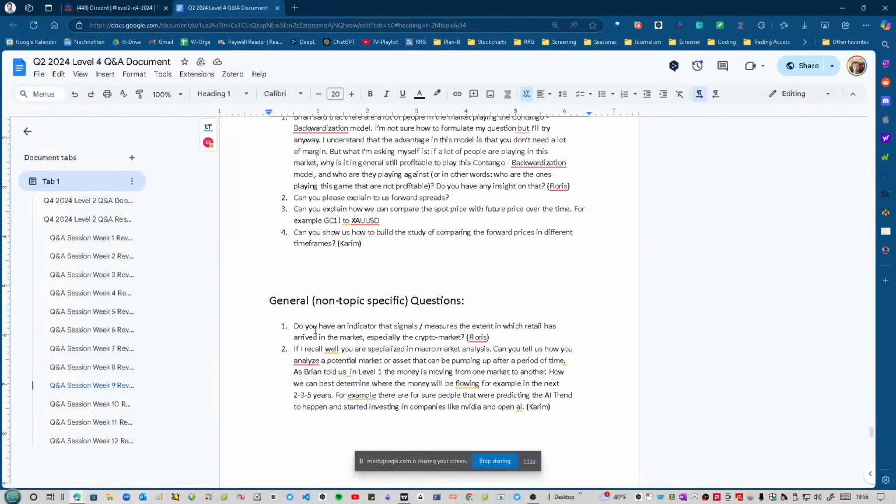Okay. Then general non-topic specific questions. Do you have an indicator that signals or measures the extent to which retail has arrived in the market, especially the cryptocurrency or the crypto market?